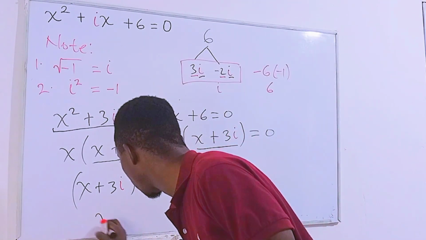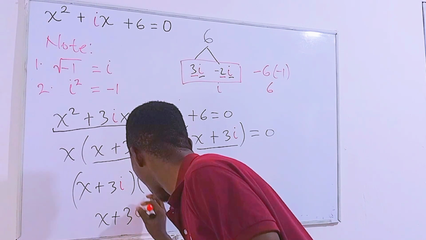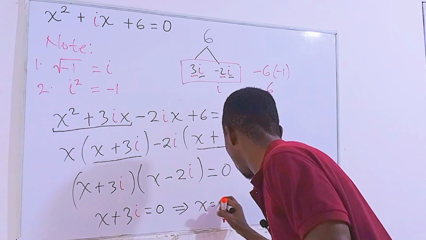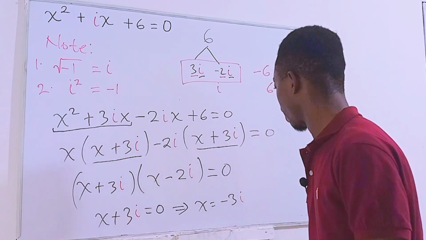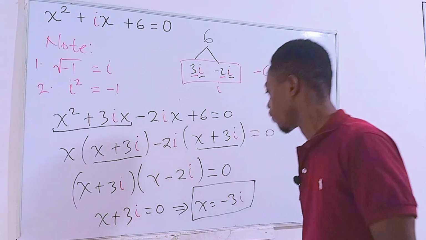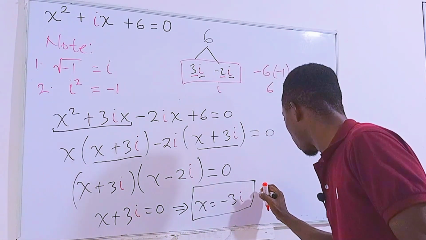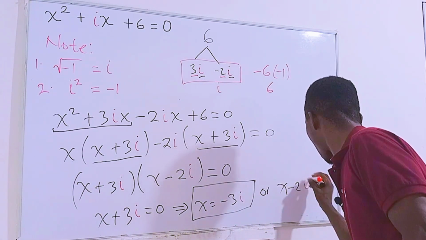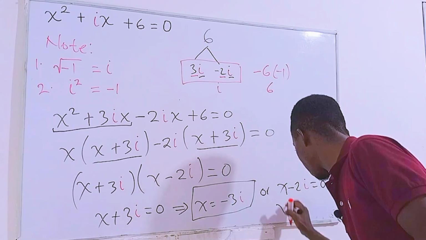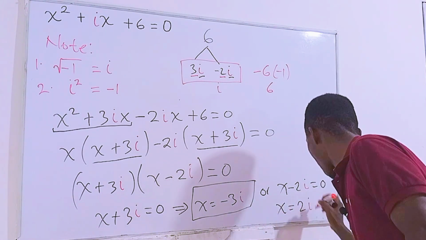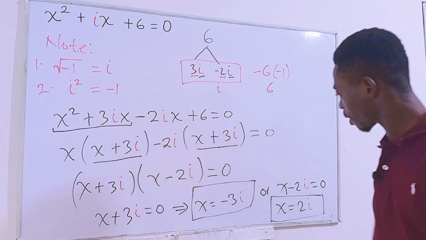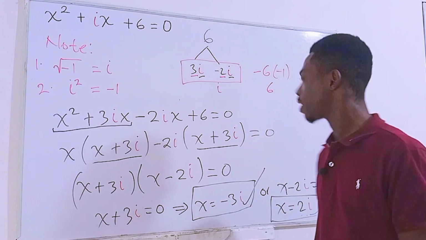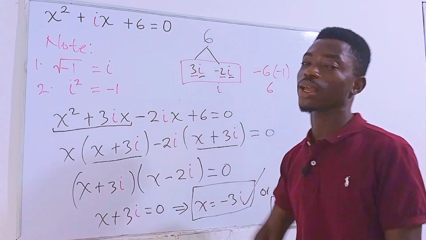The first one is going to be x plus 3i is equal to 0, and this implies that x is equal to -3i, just like that. So this one right here is one of the solutions. Then the second equation, we use or. Right here we have x minus 2i is equal to 0, and this implies that x is equal to 2i as the other solution. So ladies and gentlemen, we have two solutions, this and that, but you have to verify to see whether these solutions will actually satisfy the equation.